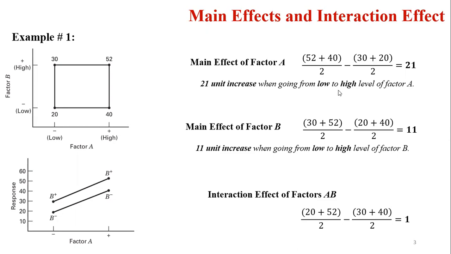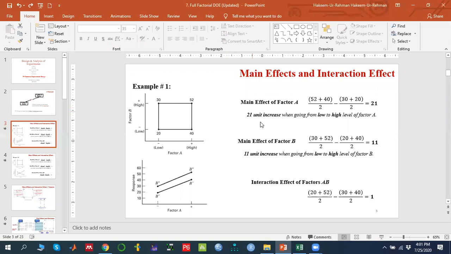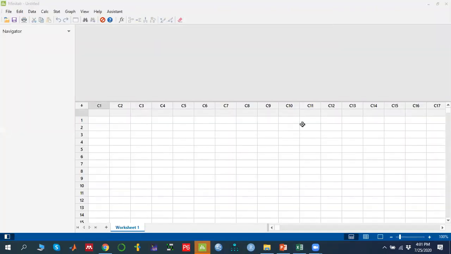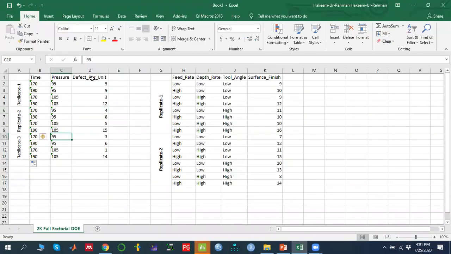Okay, so let's implement this 2 power k in Minitab. How can we do that? I am going to discuss 2 examples in this video. Number 1 is a 2 power 2 design of experiment, and I am going to take it as a full factorial design of experiment. The response variable is the defects per unit, so we note how many defects are occurring on each unit, and the factors we have taken are time and pressure from our production process.